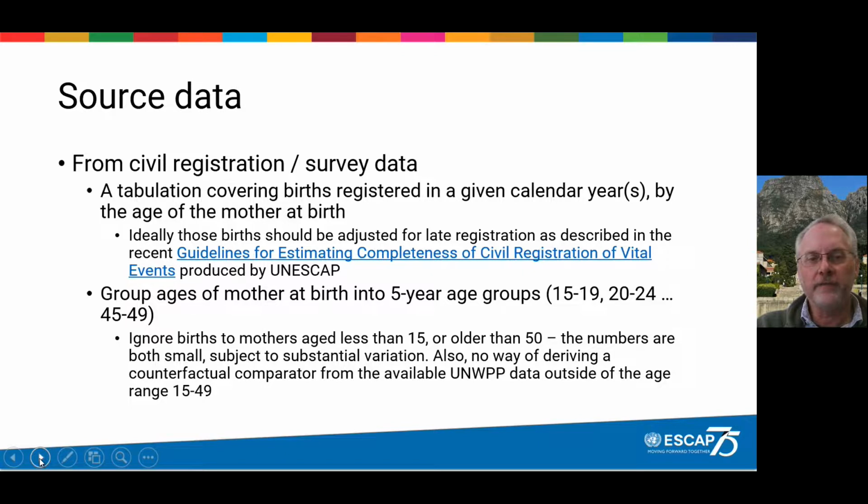You would then group the ages of mother at birth into conventional 5-year age groups, 15 to 19, 20 to 24, up to 45 to 49. For the purposes of this evaluation and these investigations, we're going to ignore births to mothers aged less than 15 or older than 50. The numbers at those age ranges are both small and subject to substantial variation. Furthermore, there's no way of deriving a counterfactual comparator from the available UNWPP data outside of the age range of 15 to 49.